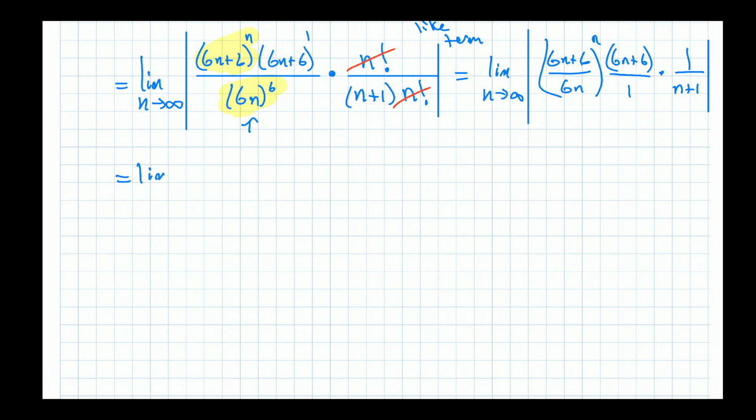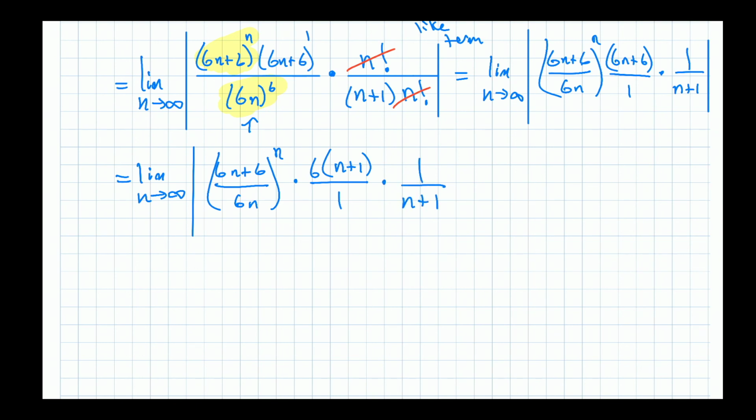One more, I'm rewriting it. I am not touching that first fraction, so I'm just going to leave it alone: 6n plus 6 over 6n, to the n. What I am going to do on the second fraction is factor out that 6, because I do need to. Writing it this way, I can see that I can cancel the n plus 1s, like so. And now let's try to take our limit.